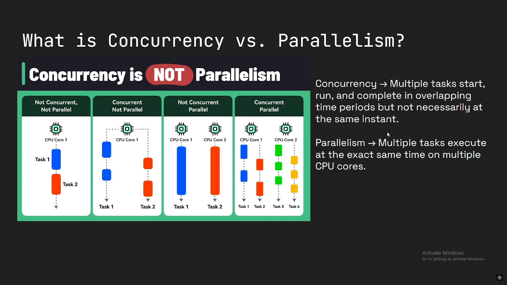And so concurrency is when multiple tasks start, run, and complete in overlapping time periods, but not necessarily at the same instant. Parallelism is when multiple tasks execute at the same time on multiple CPU cores.